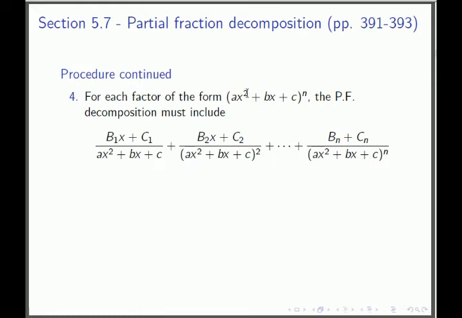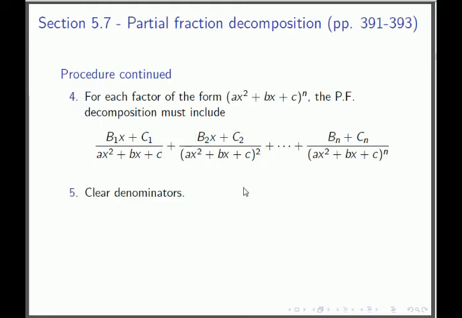Then, for each irreducible quadratic factor with multiplicity n, the partial fraction decomposition must include these terms. We have a fraction for every power of that irreducible quadratic factor up to that multiplicity. And then on top of each of these, I have a linear expression, b1x plus c1, b2x plus c2, and, well, this should be bnx plus cn. The point is that each of these fractions has some x term and some constant term, and those two coefficients will have to be solved for.